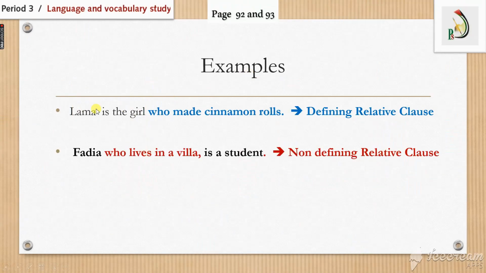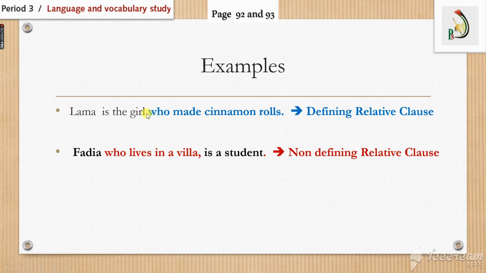Examples: Lama is the girl who made cinnamon rolls. Now, I gave you this example. Lama is the girl who made cinnamon rolls. Now, who made cinnamon rolls is our defining relative clause. Why? Because this clause is telling me who or what we are talking about.